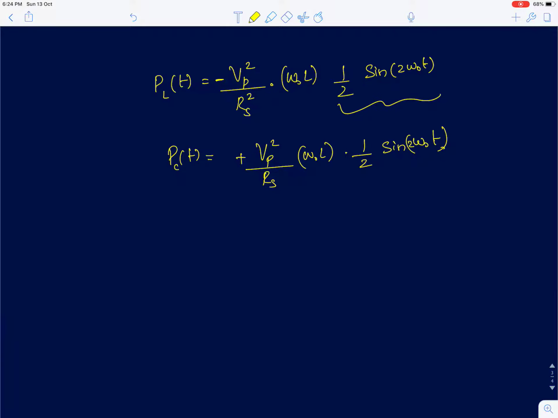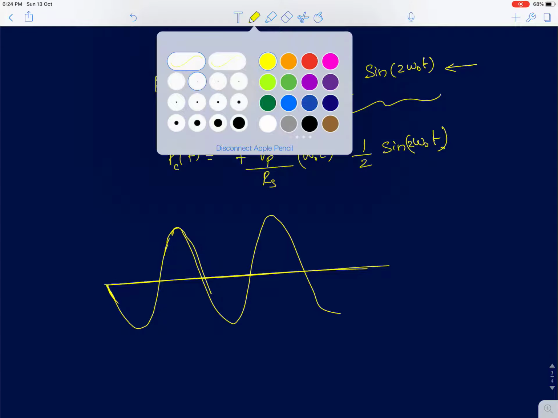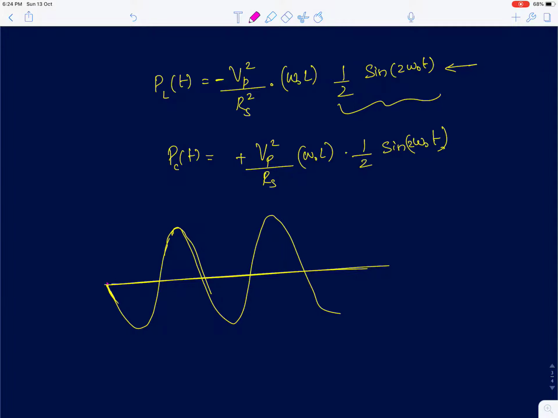Now if you look at this result, if you try to plot this equation, the power can be both negative and positive. For the inductor, the frequency of the instantaneous power is 2 omega naught, twice the applied signal's frequency. And the capacitive power, on the other hand, is simply the negative of the inductive power.